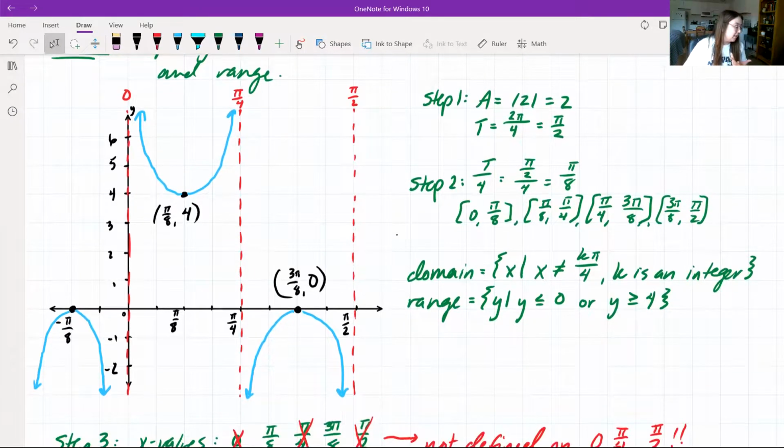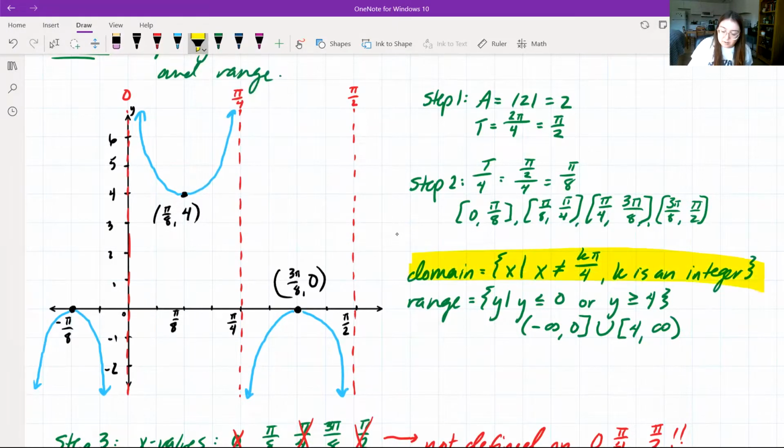We can also write this in our interval notation, where we would write negative infinity to 0, but including 0, so writing that square bracket. And then we use this big U to indicate a union. So we're combining these two separate intervals. And then we include 4 to infinity. So that would be how we would determine our domain and our range of our function there.